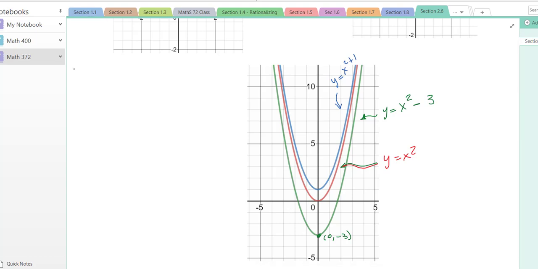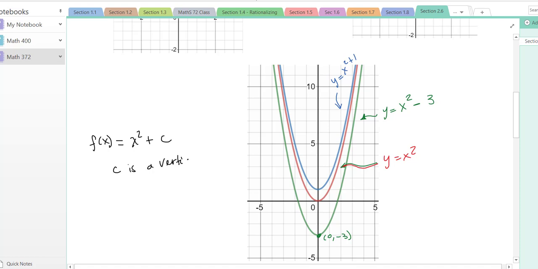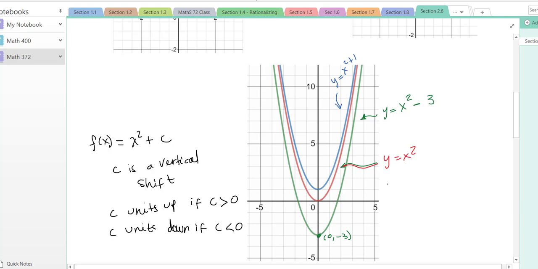So whenever you have f of x equals x squared plus c, c is a vertical shift. It's c units up if c is positive, greater than 0, and c units down if c happens to be a negative number. So like in this case, x squared minus 3 moved everything down by 3 units.